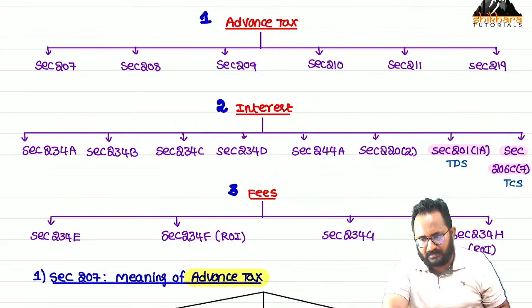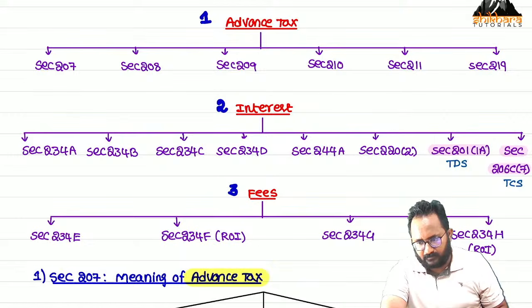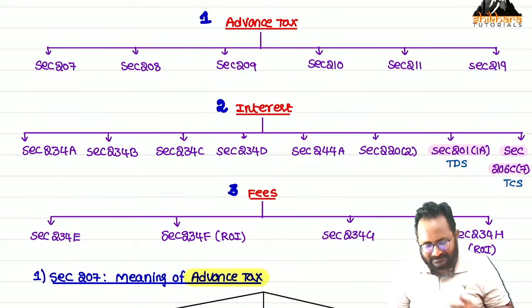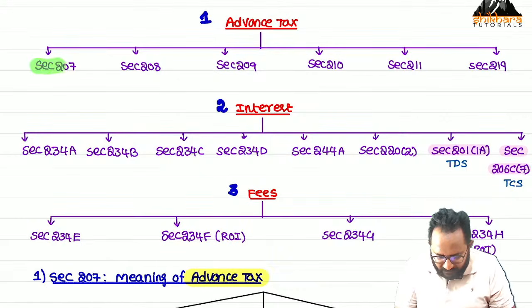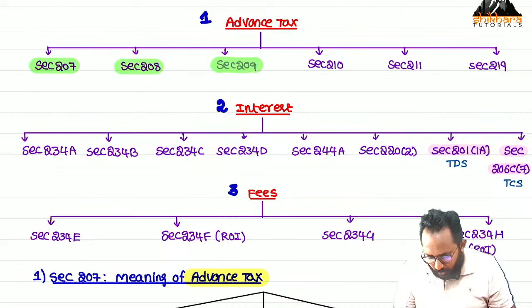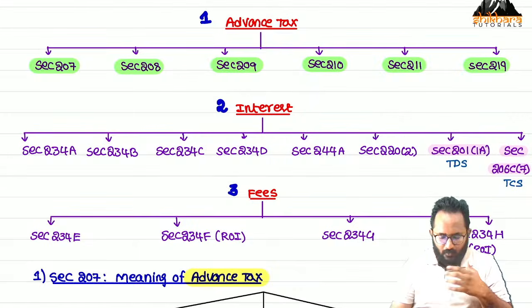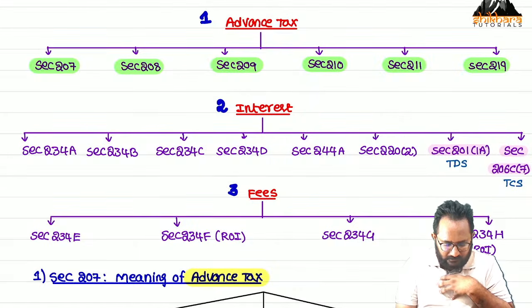Now first we'll target the advanced tax provisions. How many sections do we have in the advanced tax chapter or topic? 207, 208, 209, 210, 211, 219. So only 6 provisions we have. One by one we'll discuss. First we will discuss 207.